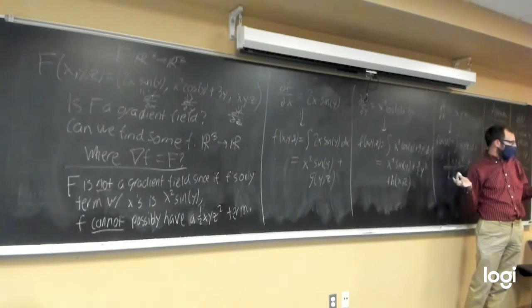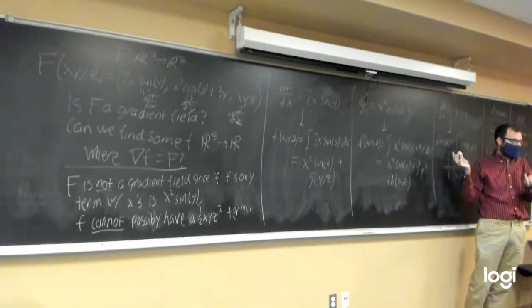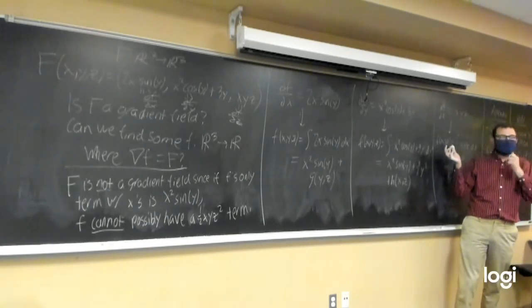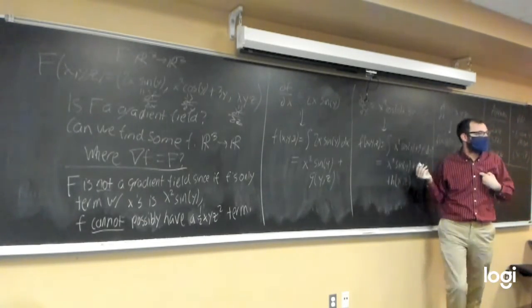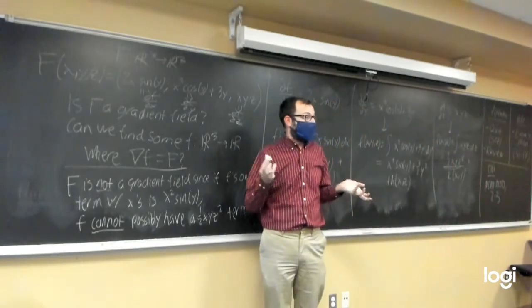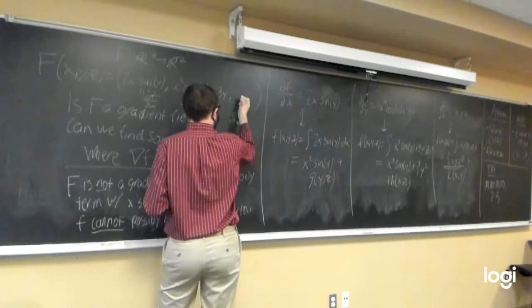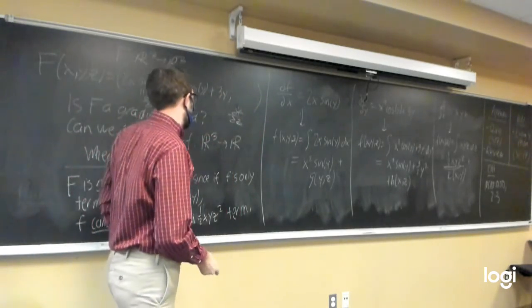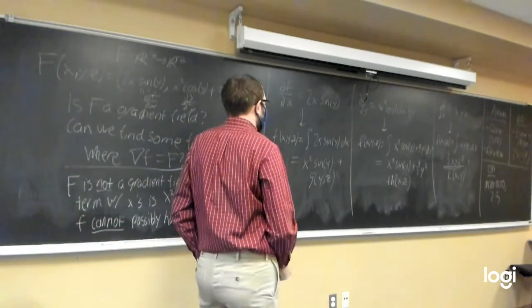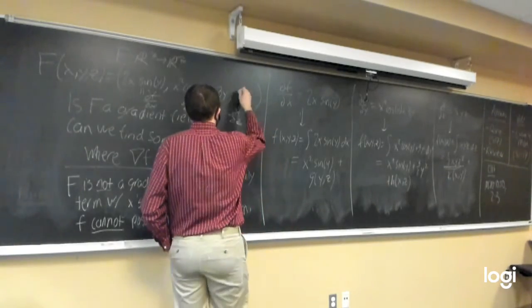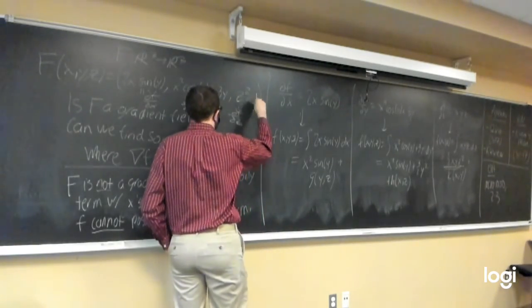I'm going to make a slight tweak to this, just so I don't have to start over from scratch. I'm going to make a slight tweak to this vector field that would make this a gradient field. And then we'll practice finding a potential function. So let's say if instead of xyz, it was z squared minus 1.